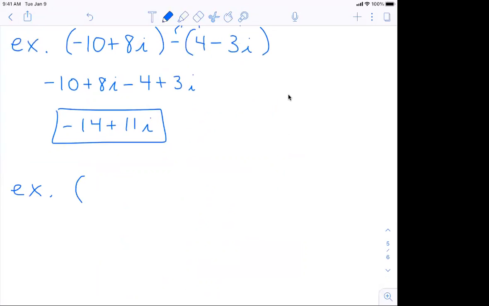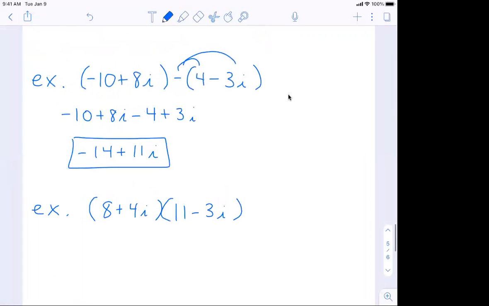Let's say we have 8 plus 4i times 11 minus 3i. Now, first things first, there's no symbol in between here like the last problem. It looks very similar, but it's way different. This is multiplication. If it's multiplication, that makes it a FOIL problem. So we're going to FOIL this one.